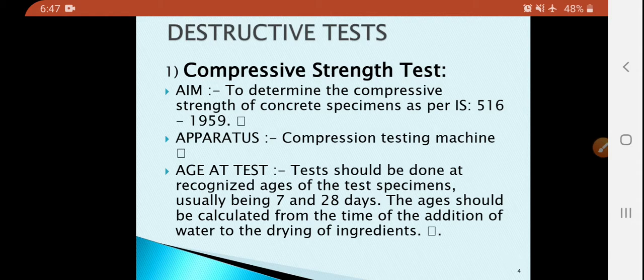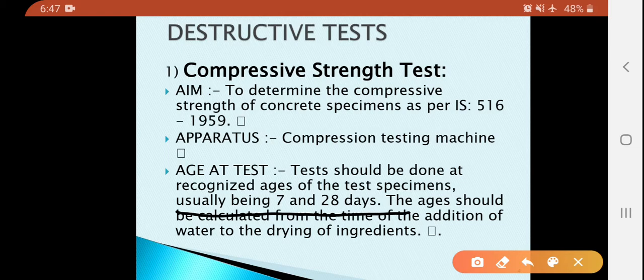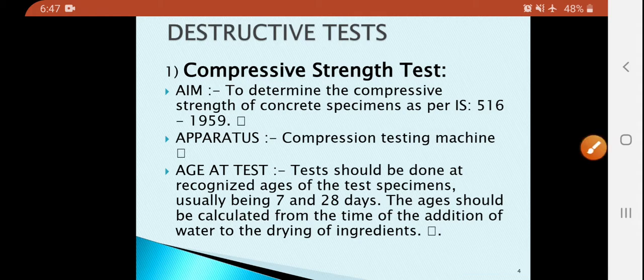Next, age of the test. For how much age should the test be conducted for the concrete? The age of the concrete is usually taken as 7 days and 28 days. One more will be there, 90 days and 365 days. Here we are just considering 7 days and 28 days, because from the results of 7 days and 28 days, we can calculate with the empirical formula the 365 days as well as 90 days strength of the concrete.